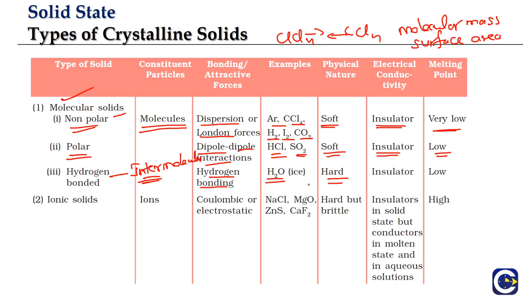Like if you see the ice, solid ice will be relatively hard. And they are also insulators because they still do not have any mobile electrons or free electrons. And the melting points will be still low because the ice will be melting at 0 degree centigrade. The other type of solids is ionic solids, where we'll have the cations and anions which are attracted to each other in that ionic solid structure.